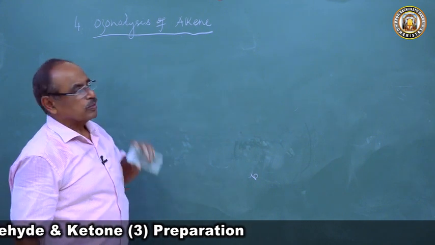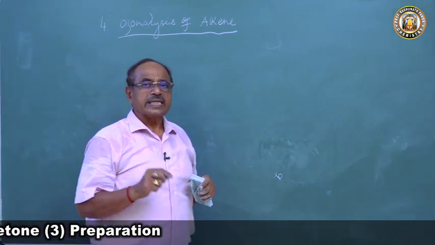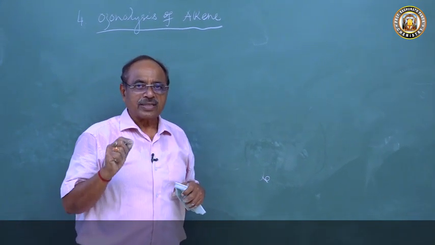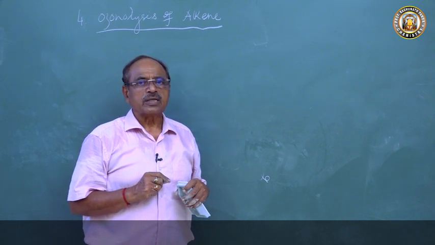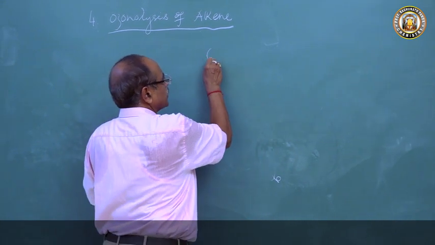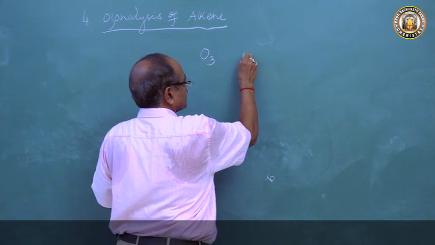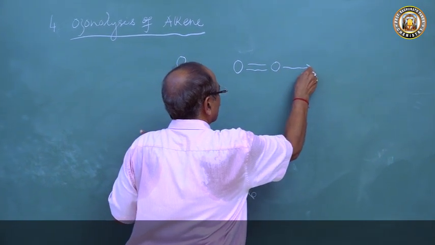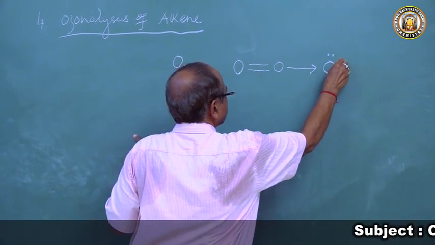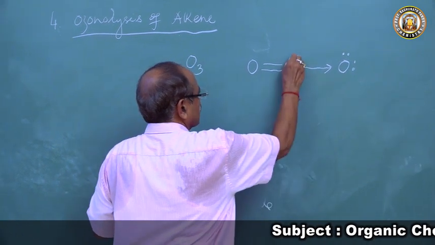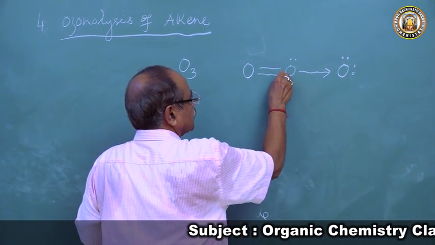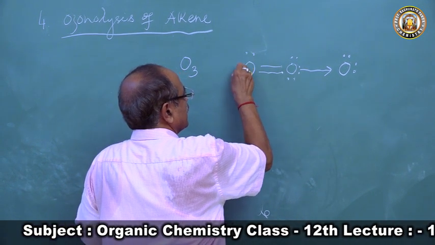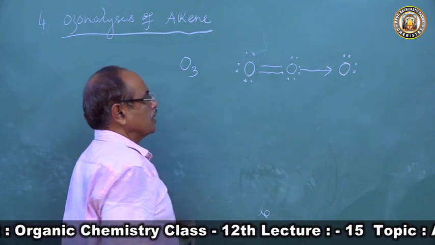Now first let's say what is ozone. Ozone is an allotrope of oxygen. It is a triatomic oxygen. What is the molecular formula? O3. Then how is its electronic structure? O double bond O, and coordinate covalent bond O. This is the electronic structure of this ozone.